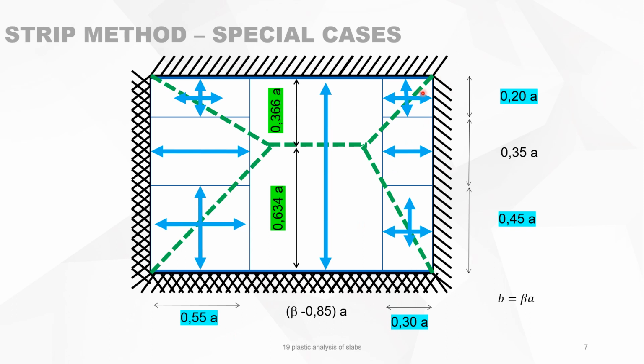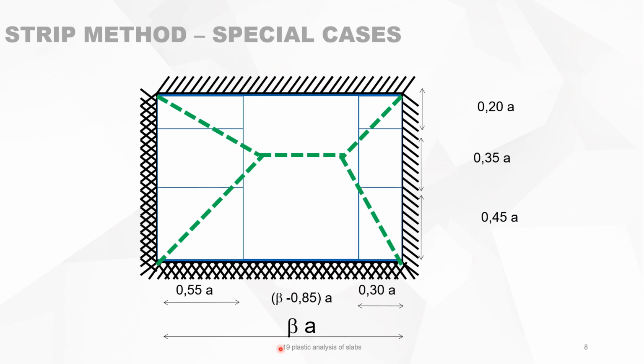In summary, the widths of the different strips are indicated here, and in the other direction, also the different values. So we have rounded off those figures to make it easy for us. And we take, of course, the length B as equal to beta times A. So the slab is now divided into different zones. We have determined the dimensions of the zones, and now we can start calculating the reinforcement for each zone.